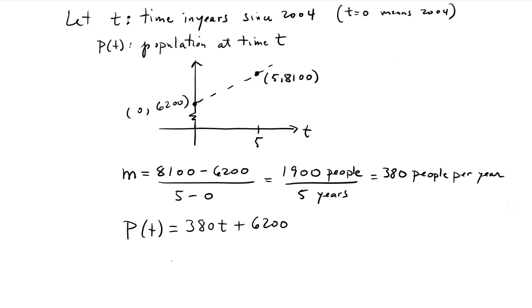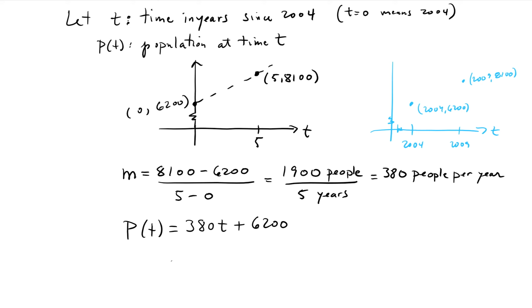Maybe a quick note here: if you had chosen t to be the actual year, which would have been like 2004, and here this is 2009, and this of course would have been some truncated axis. You would have had a point that would have been 2004, 6200, and another point which would have been 2009, 8100. So your slope would still have been like 380 people per year. That's not going to change. It's still the same slope. It's just that you won't get a y-intercept of 6200.